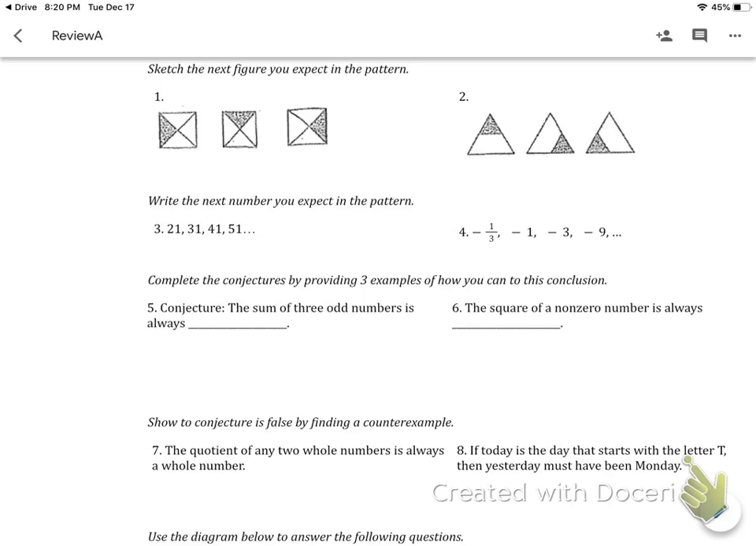Okay, so the first one is sketch which figure you think will be next in the pattern. We see that the left triangle is shaded, then the top triangle is shaded, then the right triangle is shaded, so you know the next one has to be the bottom triangle being shaded. So you're going to just have that shaded in. And we see that would be the next pattern.